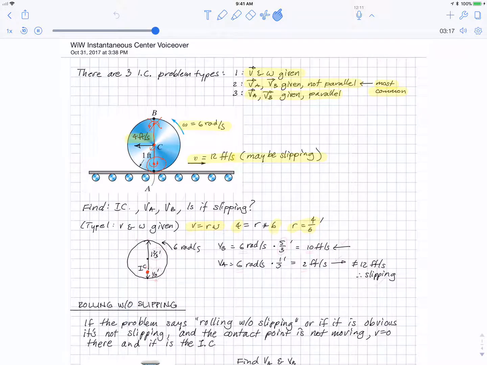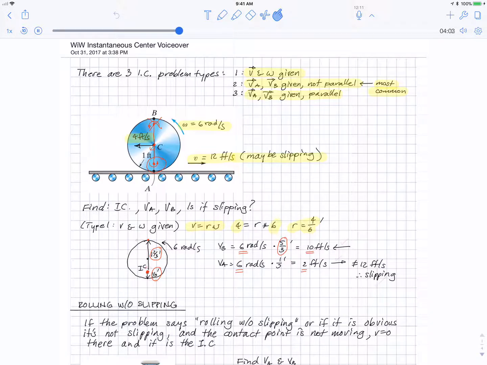Okay, so to get the velocity of point B, which is at the top of the circle, we need to get the distance from the instantaneous center to that. It's a 1 foot radius, and it's 2/3 of a foot below the center, so it's 1 2/3 foot to point B. We'll also need the distance to point A, which will be 1/3 of a foot. Okay, so the velocity is just omega times the distance from the instantaneous center. So we're given that omega was 6 radians per second. And so the distance from the IC to point B is 1 2/3 foot, or 5/3 feet. So 6 times 5/3 is 10 feet per second. The distance to point A is just 1/3 of a foot, so 6 times 1/3 is 2 feet per second.